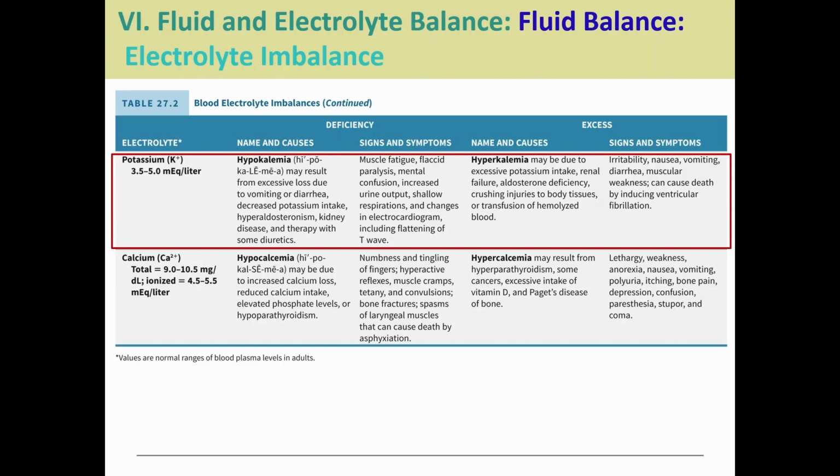And then hyperkalemia, there's too much potassium, right? So you're taking in too much potassium through food, or your kidneys have failed, aldosterone deficiency, certain injuries, especially crushing injuries to tissues, or you've experienced a transfusion where the blood was hemolyzed. This can cause you to be nauseous, vomit, diarrhea, muscular weakness, irritability, and it can cause one of the worst things you can see on an EKG, and that's ventricular fibrillation, which can be deadly.